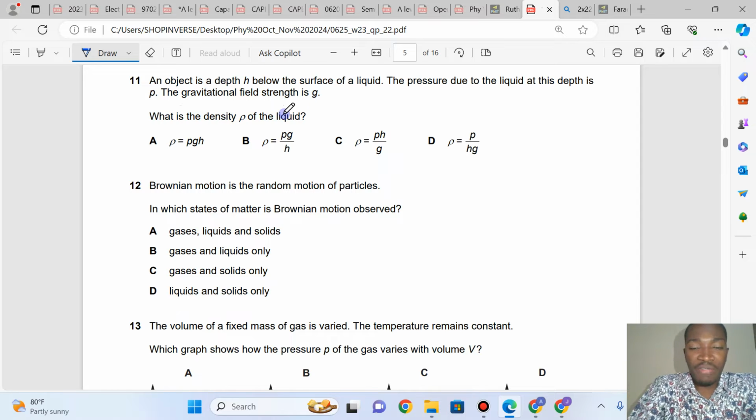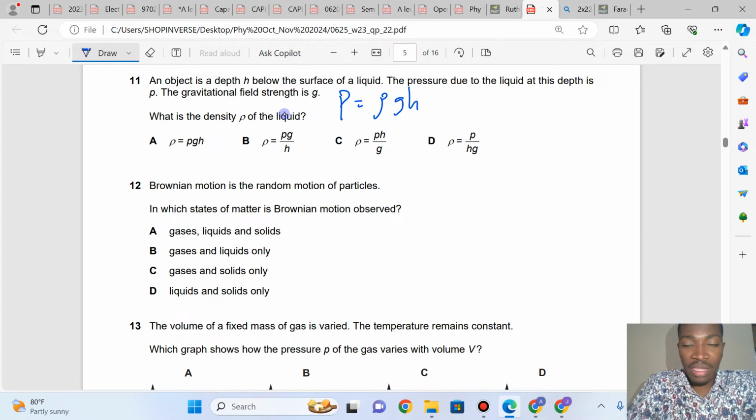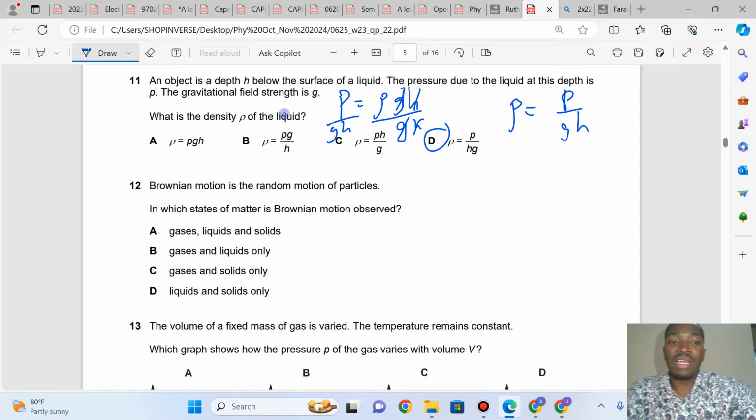You know, the formula for pressure, when we have density, gravity and height, is pressure equals density times gravity times height, where the symbol rho represents density. How do you find the density? Divide both sides by gh. g will cancel out g, h will cancel out h. You will be left with rho. Rho will now be equal to pressure over gh. That makes option D the correct answer. Density is pressure divided by height times gravity. Option D is the correct answer to question 11.